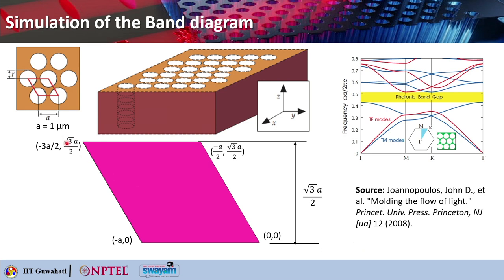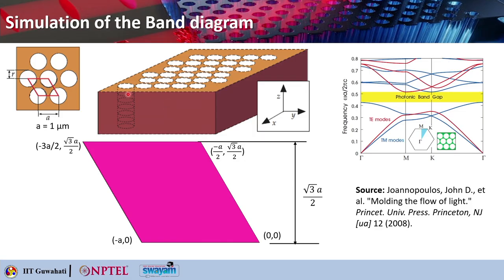We will take this particular example from chapter 5 of this book. There is a video coming after this slide that will explain all the physics and how to simulate this structure. So what is this structure? As you can see, this is a hexagonal array of holes drilled in a dielectric medium. This is the rhombus that is shown here. These are the coordinates marked: 0, 0, minus a, 0, minus 3 by 2 a comma root 3 by 2 a, this point, and this point is this one.